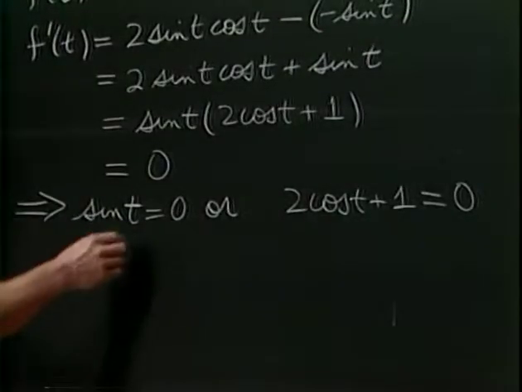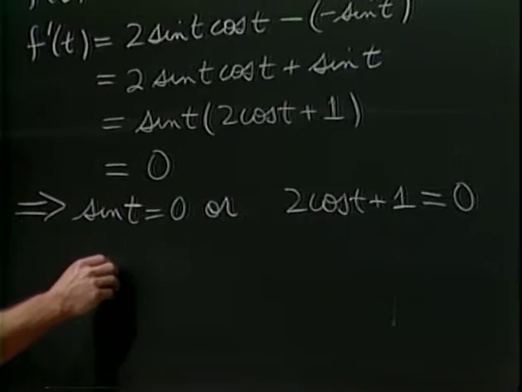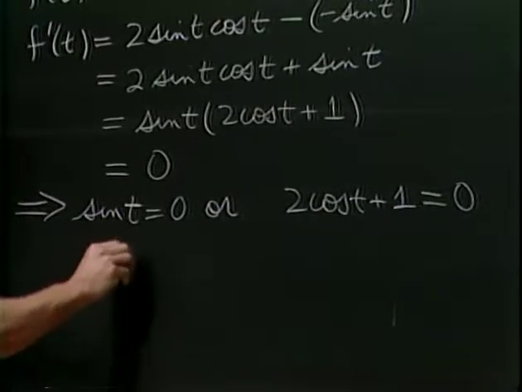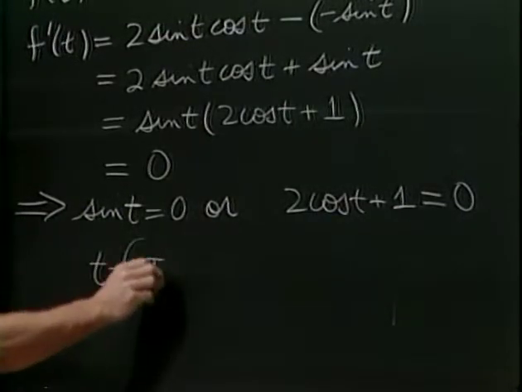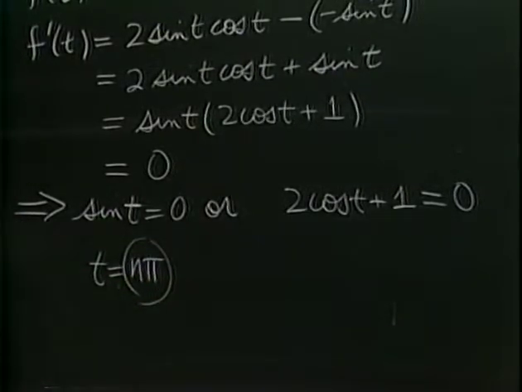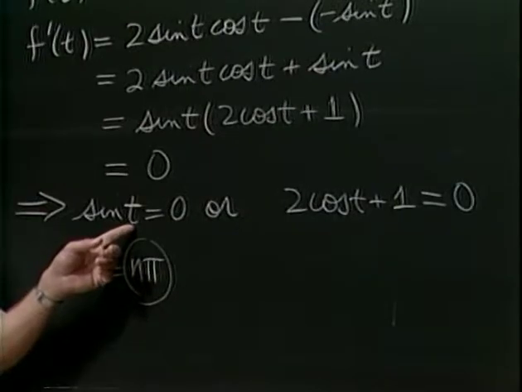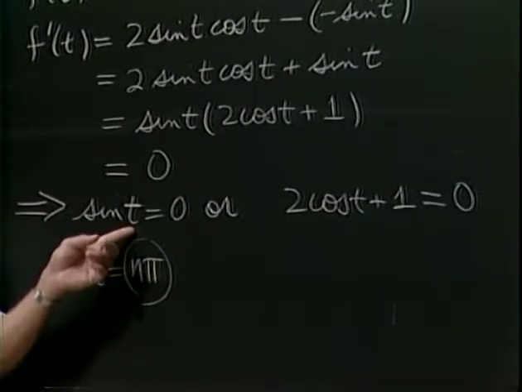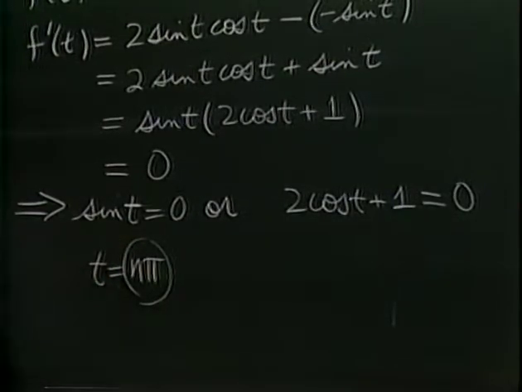Now, sine t is 0 at any multiple of pi. So probably, in the back of the book, you'll see something like n pi. N to be thought of as any integer, positive, negative, or zero. You know, the first thing you'll think about is that this is t equals zero, but we're interested in any value of t.